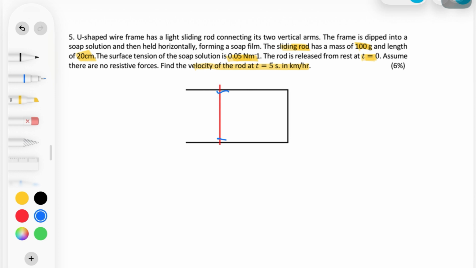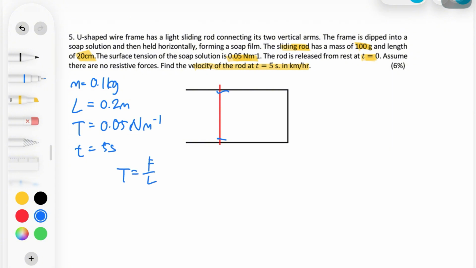So again, we need to list everything. First, the mass is 0.1 kg, and the second thing is the length, which is 0.2 meter. The surface tension is 0.05 Newton per meter, and last is time, t equals 5 seconds. First, we need to use the formula: surface tension equals force over length, but because there are two sides, the length is times 2.